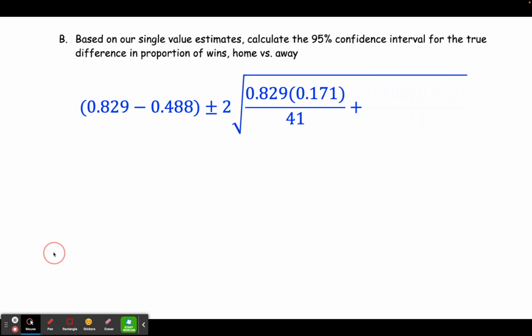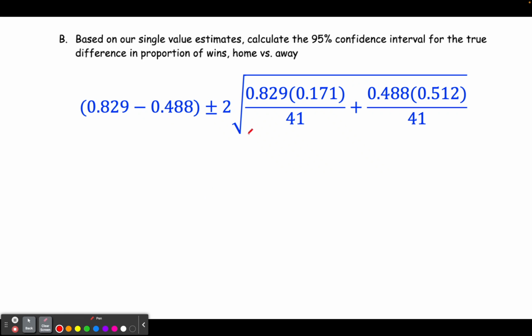Now, for road games, we'll repeat that same process. Their winning percentage on the road was 0.488, and they had 41 games. When you do this calculation, you should be able to type all of this into your calculator in one step and hit enter. Store that number, then take your square root, store that number, then multiply it by 2. And then at that point, you're safe to round.